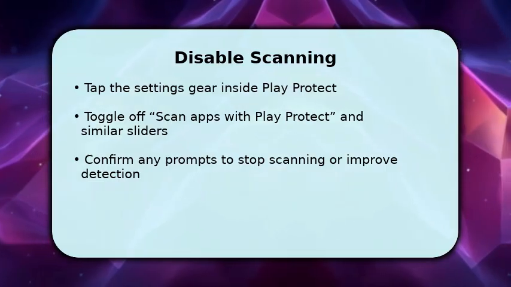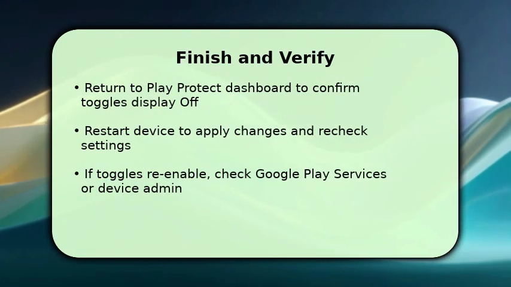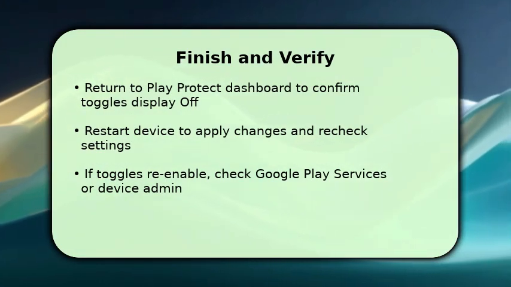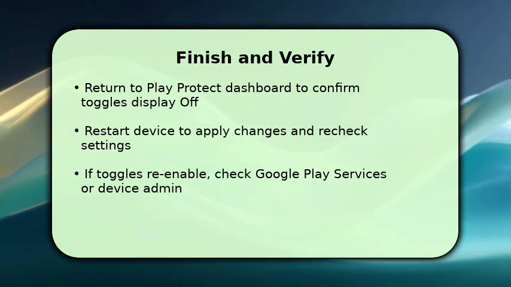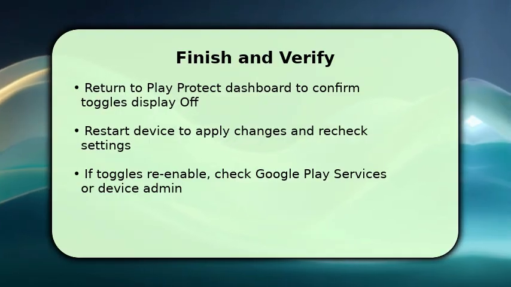You finish by returning to the Play Protect dashboard and confirming each switch shows off. Then restart the device to ensure the changes persist after a reboot. After restarting, open Play Protect again and double-check the settings. If they stayed off, you're done.